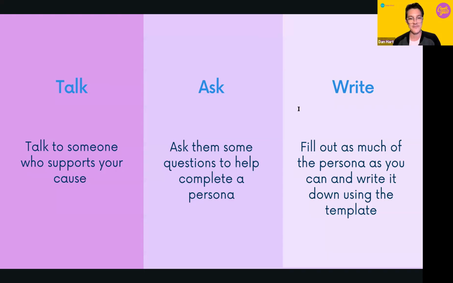So the important part, how are you going to make this persona? Well, there are 3 steps that you're going to follow. First up, simply talk to people, all right? Talk to someone who supports your cause. Ask them questions. Find out what you want to know in terms of those psychographics and those demographics to give you a fully fleshed out picture of who they may be. And lastly is write it all down, all right? Fill out as much of that persona as you can and write it down in the template so you have a really good understanding of what your target audience may be and what it is you can do to get them engaged in what you're trying to achieve.